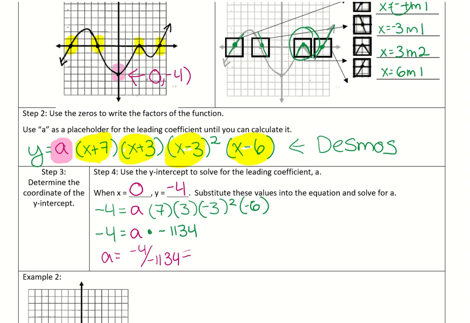And if you reduce that fraction, either in your graphing calculator, where you can hit math, enter, enter, or in Desmos, where you can hit the fraction button, you will get 2 over 567. So now our final step, now that we know our a value, is to take that a value and put it back into our original equation. So our final equation is going to be y equals our a value, which we found to be 2 over 567, and then your factors.